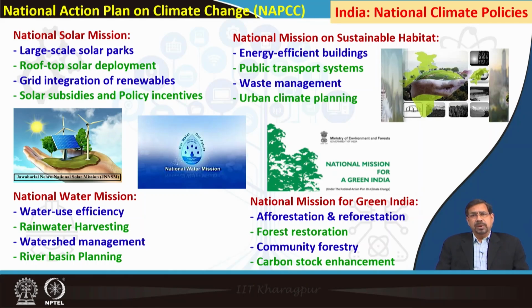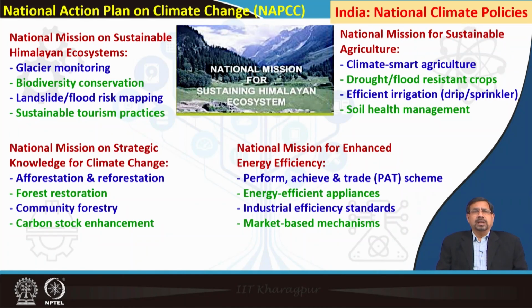And the fourth and important one is the carbon stock enhancement. Through all this afforestation, reforestation, forest restoration and community forest activities, we are enhancing the carbon stock, because the plants do photosynthesis, and in this process they withdraw atmospheric carbon dioxide, and that carbon is converted to chemical energy and contributes towards the building blocks of the plants and other organisms. So, in terms of this, we say that the National Mission for Green India contributes towards carbon stock enhancement. Moving on to the next one.